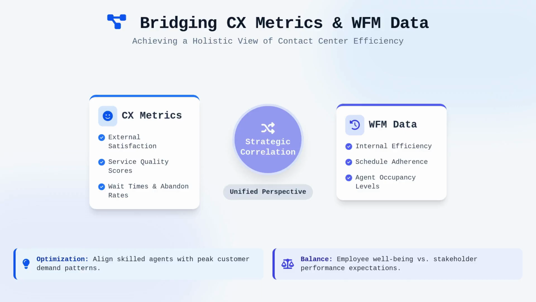Imagine correlating agent occupancy levels with their specific interaction quality scores to determine the precise point where productivity gains start to erode service quality. This level of cross-functional analysis allows you to optimize scheduling, ensuring that your most skilled agents are not just available for work, but are aligned with periods of highest customer demand. Advanced performance reporting should always aim to provide this unified perspective, as individual metrics viewed in isolation rarely tell the full story of organizational effectiveness.